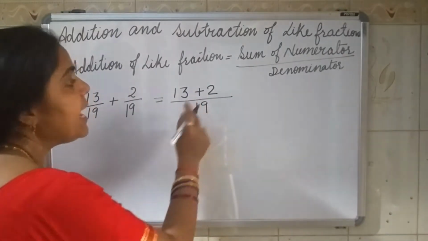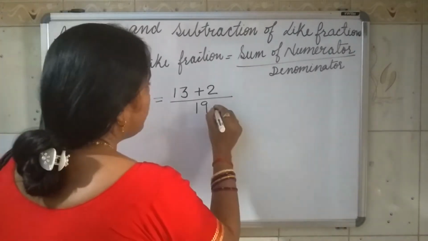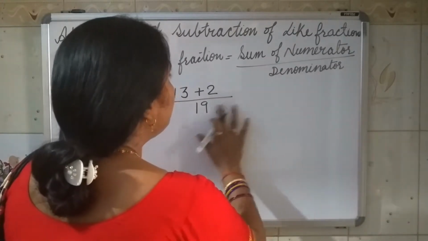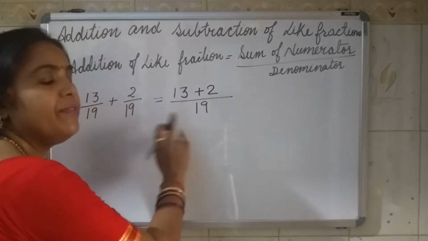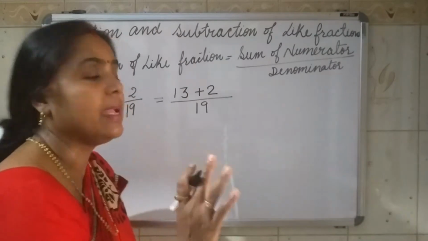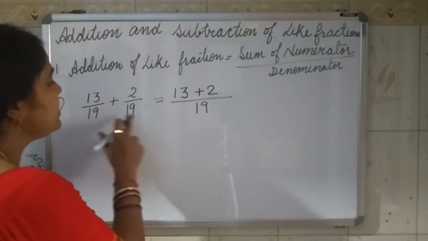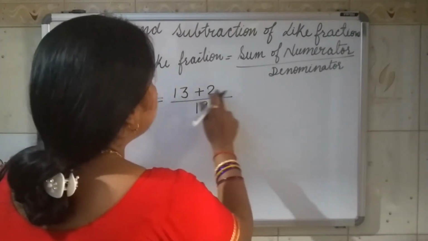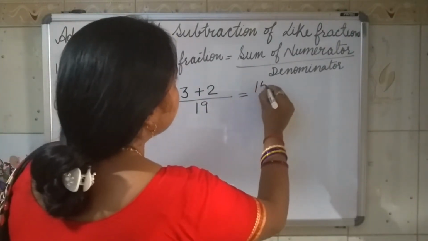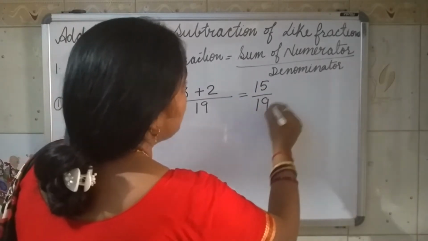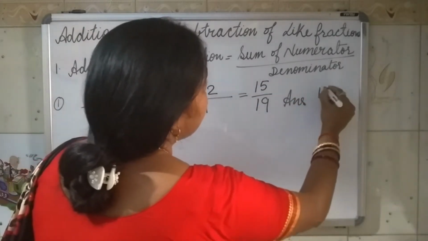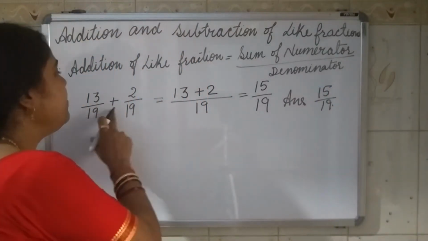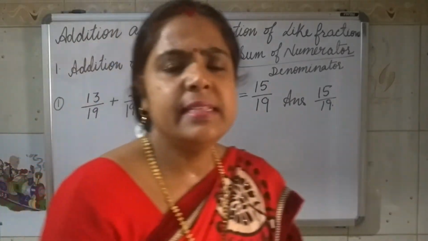We will not add the denominator. Generally children do this in the copy: they write 19 plus 19 also. No, it is wrong. We only have to write the denominator. We don't have to add, we don't have to multiply, nothing. These two are the same, it is a like fraction, so one time we will write down 19. Now 13 plus 2 is 15 upon 19. So the answer is 15 upon 19. The sum of 13 by 19 plus 2 upon 19 is 15 by 19. This is the simple form.